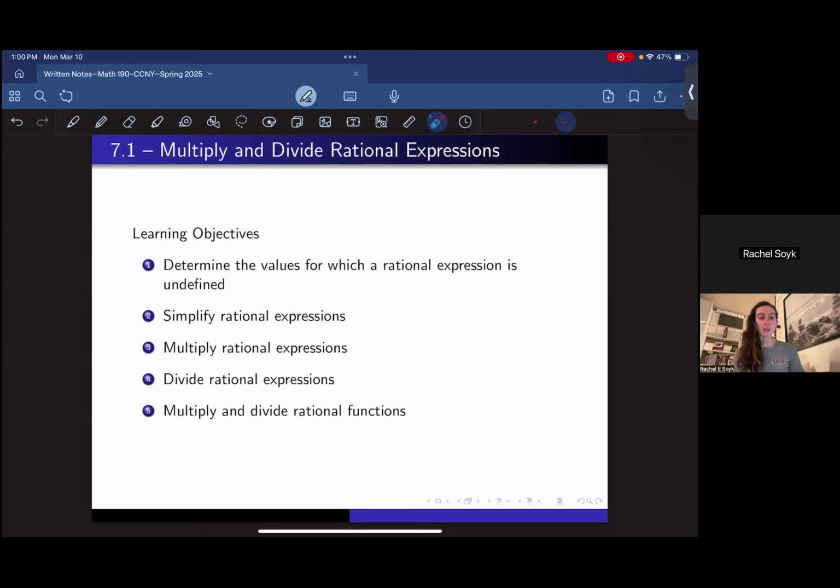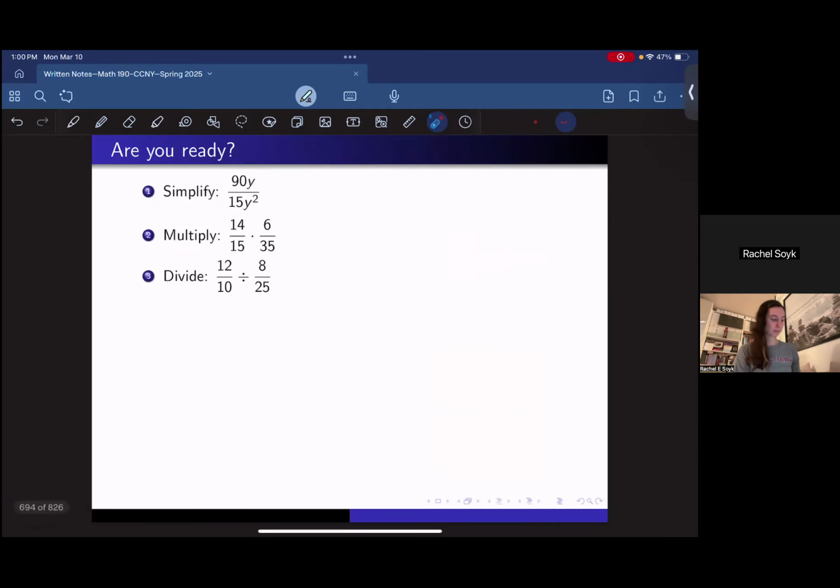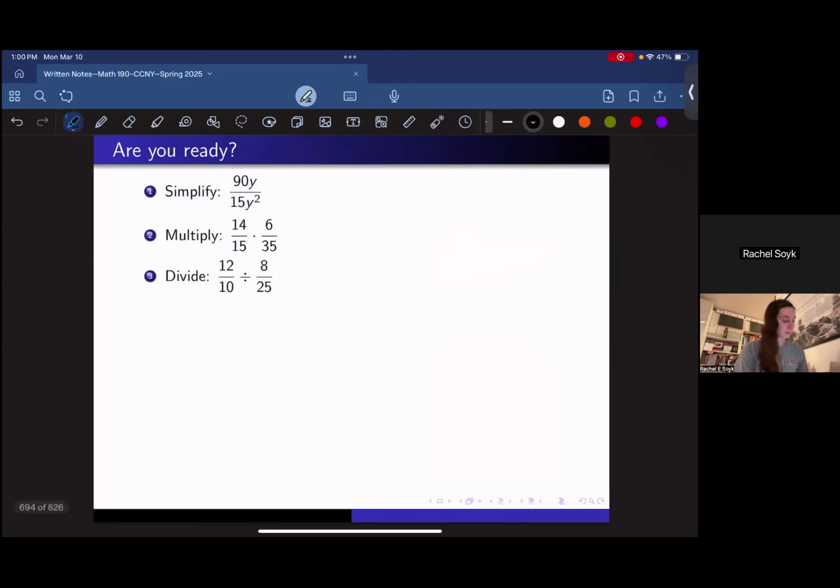And then our last one is sort of looking at it in function notation and function format, being able to multiply and divide rational functions. So let's jump into it. Let's do some warm-up problems dealing with dividing and multiplying fractions and also simplifying them.